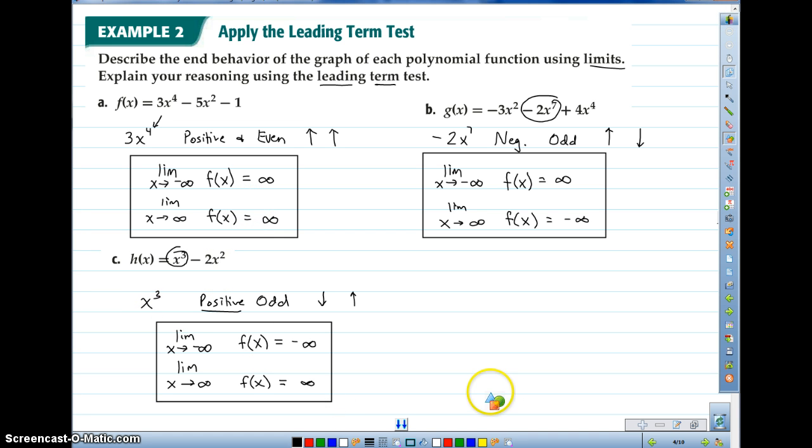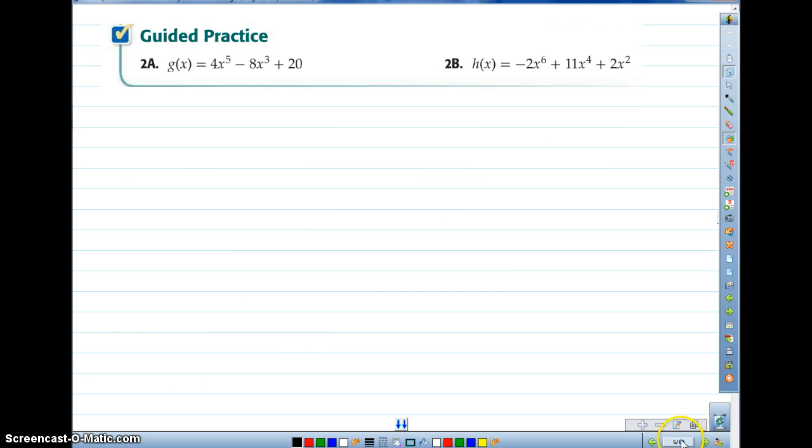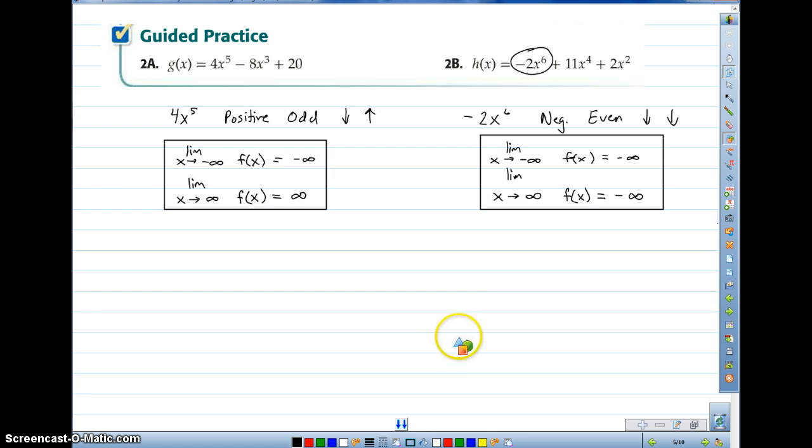Okay, so that's the leading term test. Try these two really quickly. Make sure you identify the leading term correctly and that you have the right notation for your limit end behavior.